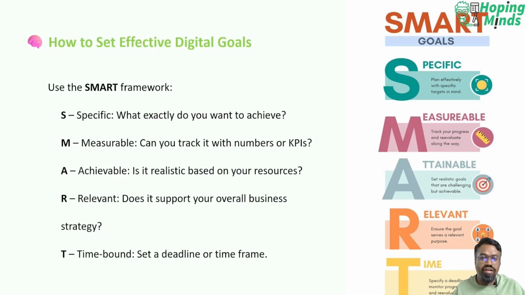Then M for measurable. Can you track it with numbers or KPIs? It is very, very important for marketers that we can track all those conversions happening for us. Initially, I gave you an example of the hoarding. If we put up a hoarding, we cannot track who is seeing that hoarding and how many people are getting converted seeing it, right? Therefore, we need to make sure in digital marketing that we do not make such a mistake, because digital marketing is all about measuring your users, or tracking the numbers, that you can do through any kind of analytic tools.